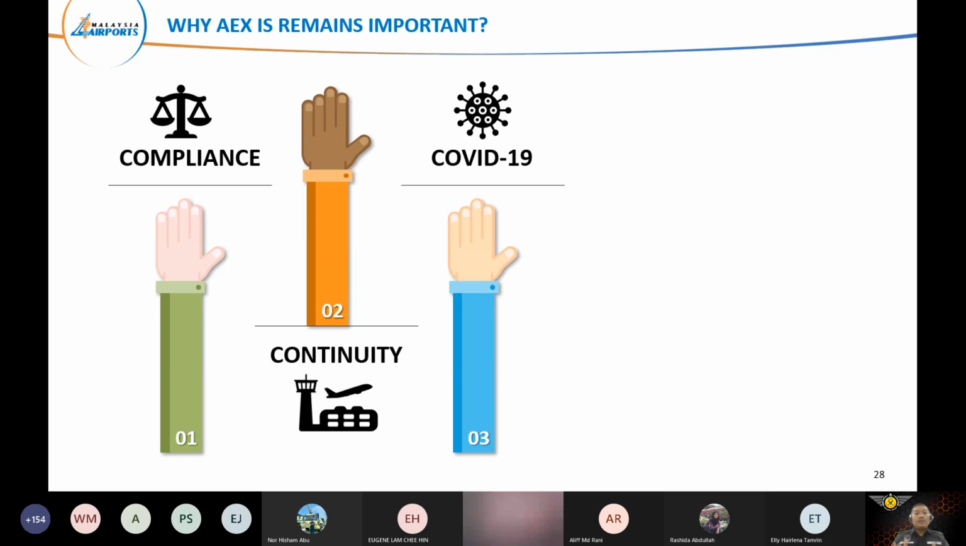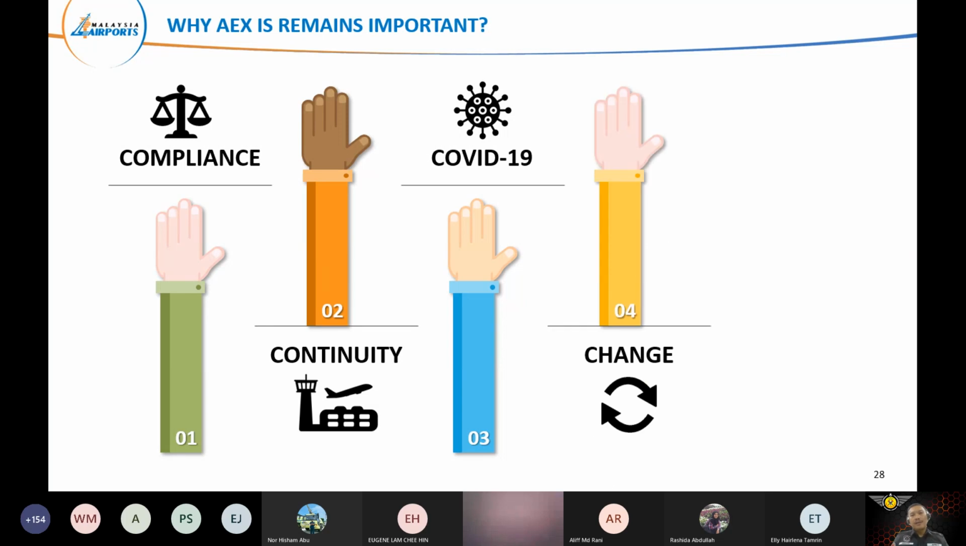COVID-19, as we know, aircraft accidents happen at any time, at any place. It can happen anywhere, anytime. No exclusion. During COVID-19, there is no air crash? No, air crashes still happen. So we need to test our team here at the airport.